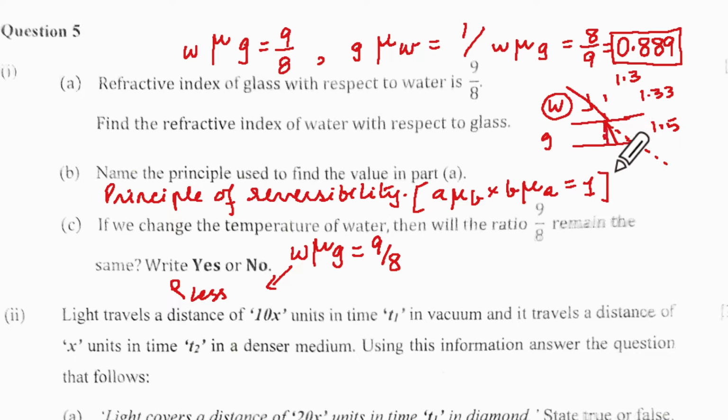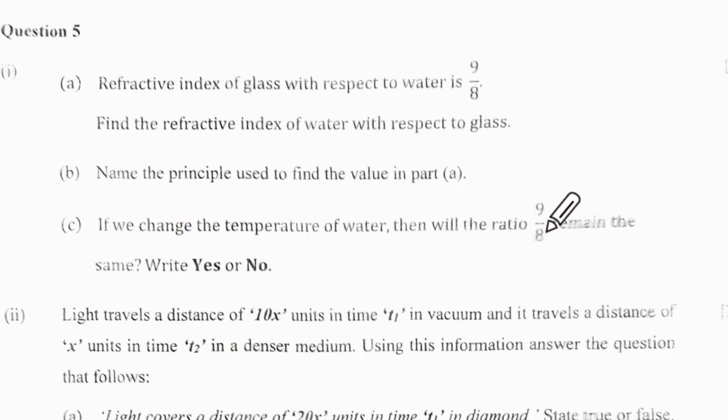So they could also ask what will happen to the lateral displacement. If earlier it was this much lateral displacement, now it will be this much. So if we change the temperature, what will you say? Does the ratio 9 upon 8 remain the same? You will say no. Now they are asking you only to say yes or no. So we will write it this way.